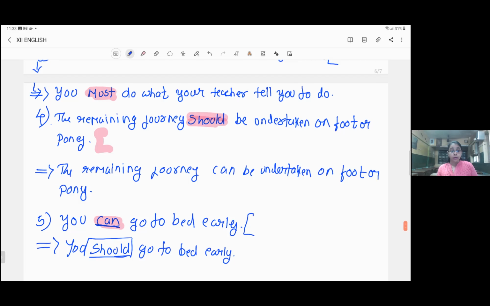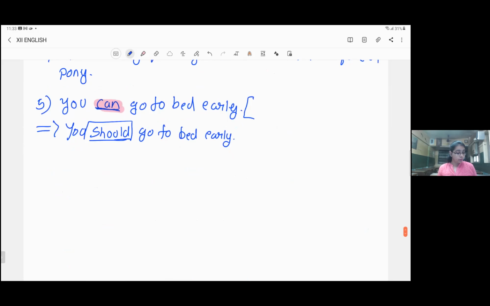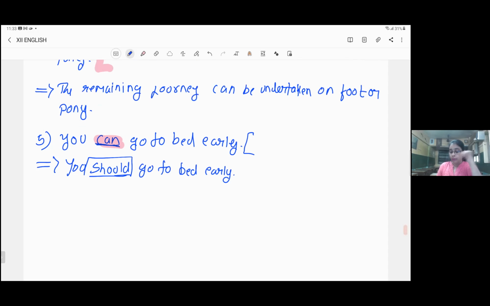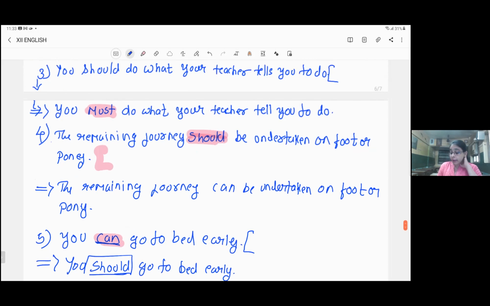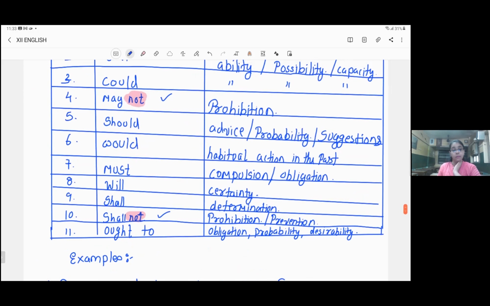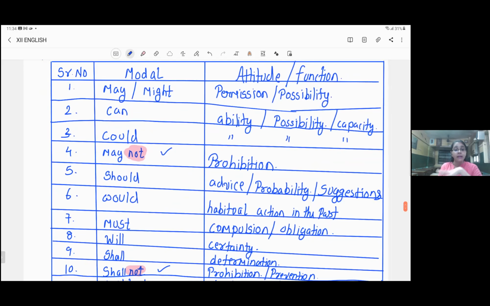Right? Done? Now be careful. In the exam, I can ask you to match the column. I will give you the match of modal and its function, and it will be shuffled. So it is very much compulsory that you remember the attitude and the function of it. Clear?